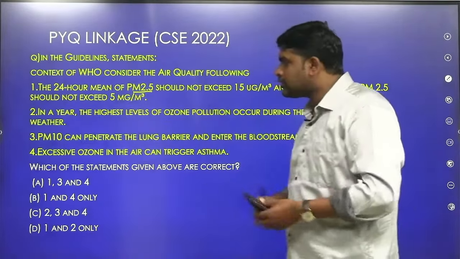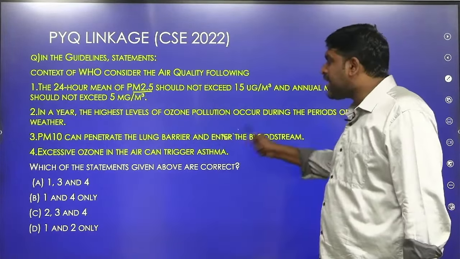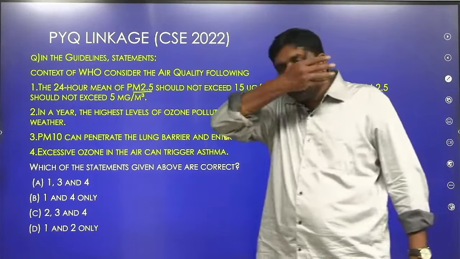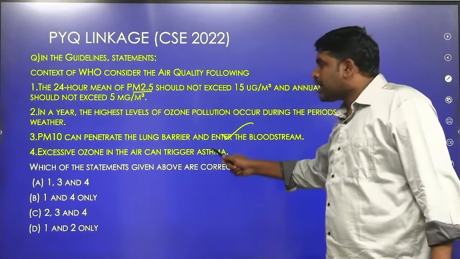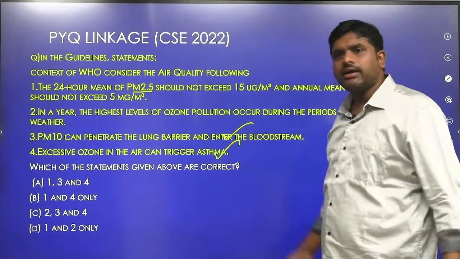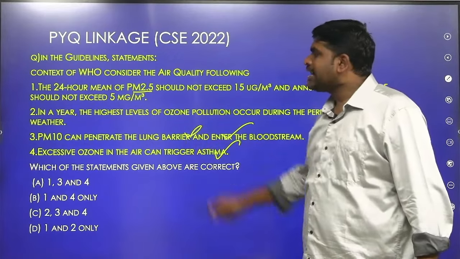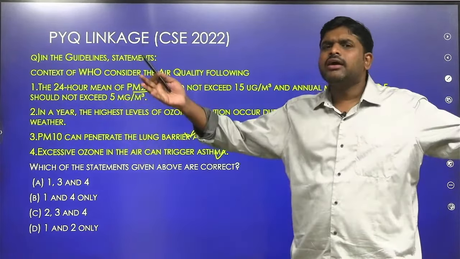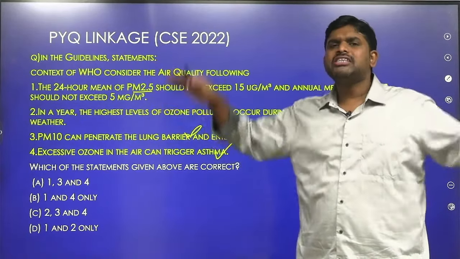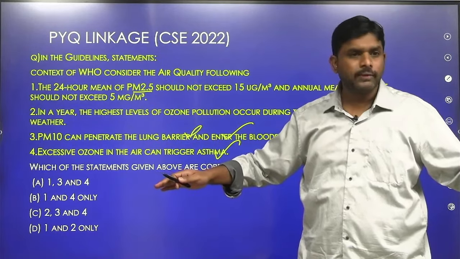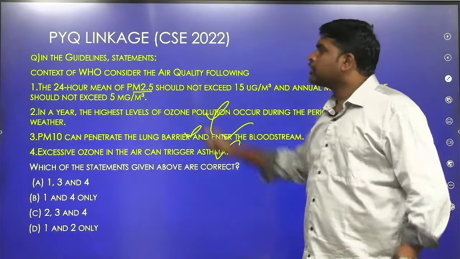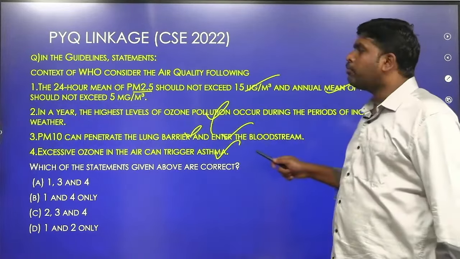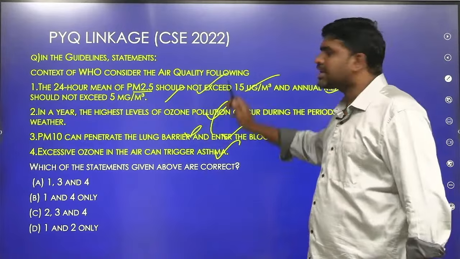PM2.5. So PM10 can penetrate the lung barrier and enter the bloodstream? No, it cannot, because we can identify its size; if it comes, we will close our nose. Excessive ozone in the air can trigger asthma: true. In a year, the highest ozone pollution occurs in summer season, from heat islands, not in spring or winter, so that statement is wrong. The 24-hour mean of PM2.5 should not exceed 15 micrograms, and the annual mean should not exceed 5 micrograms. This is the correct statement we have to remember.